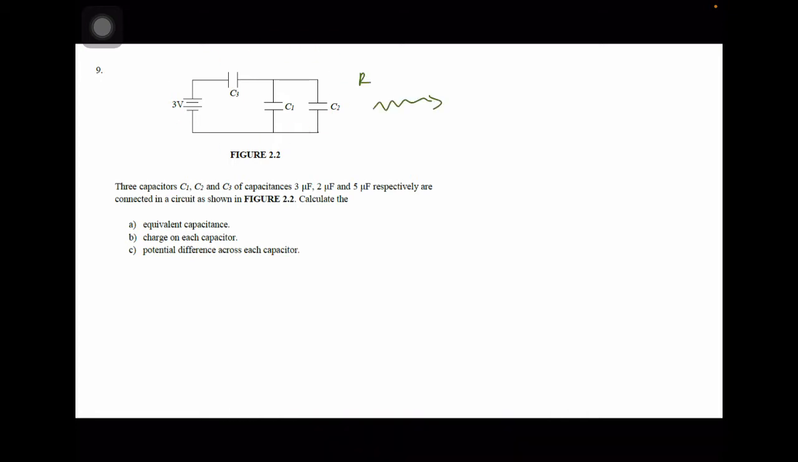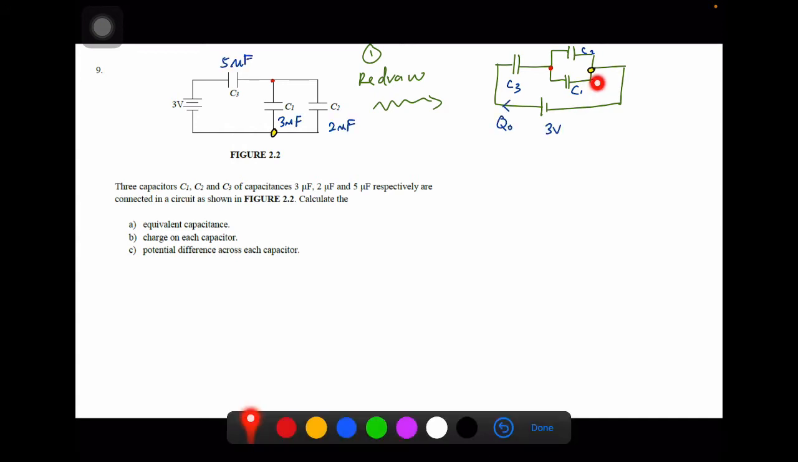I can redraw it. So this one is actually exactly the same as this one. But if you draw it like this, you can see straight away how to solve it, because you have a parallel capacitor. Solve that one first and then you just combine these two which are in series.